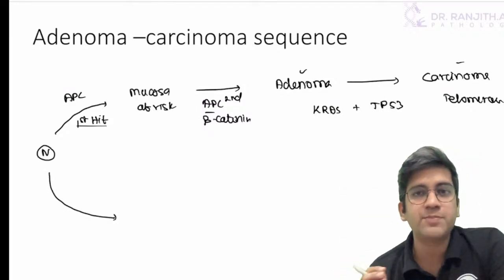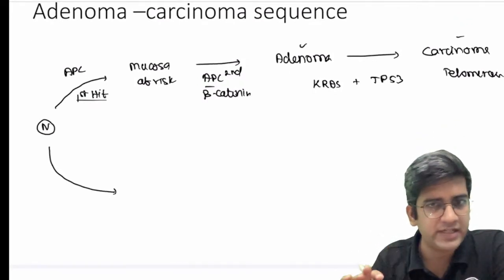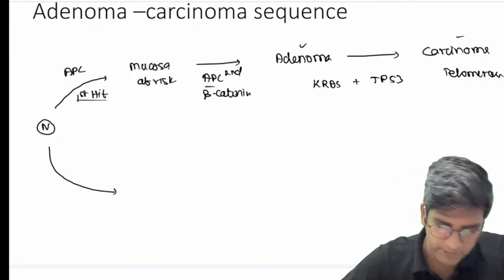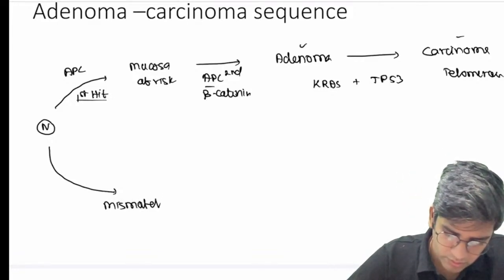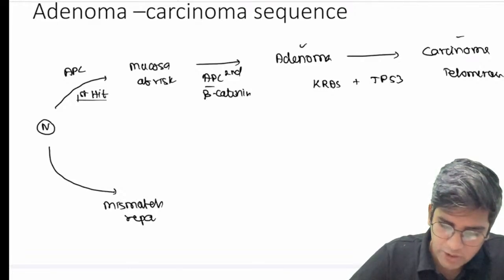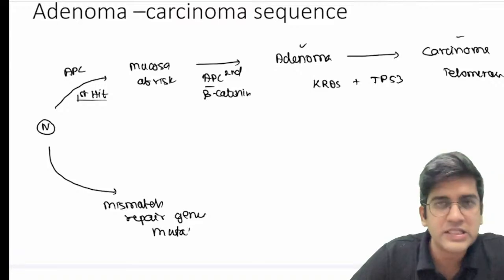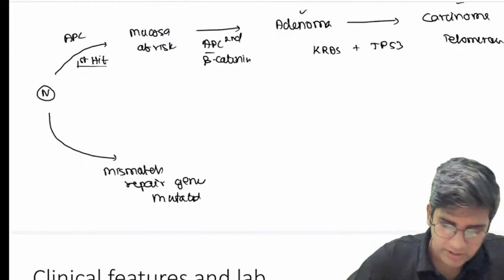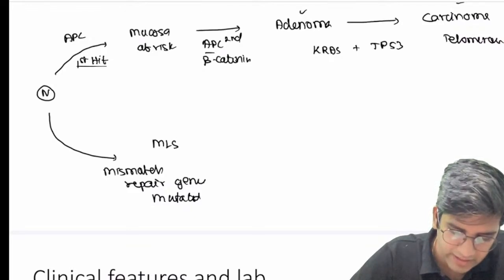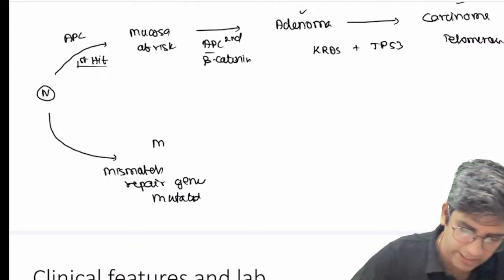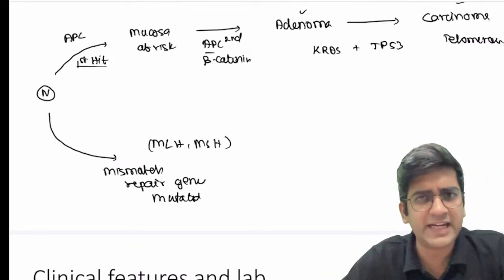The only thing is HNPCC is a little bit different from FAP. Still, it will be the same normal colon. I'll have the germline hit of your mismatch repair genes. So I'll have the mismatch repair genes mutated. If you are able to remember the mismatch repair genes, write them. The genes are your MSH, MLH. If possible, write MSH and MLH. These are genes which are involved in the mismatch repair. They are getting mutated, right?